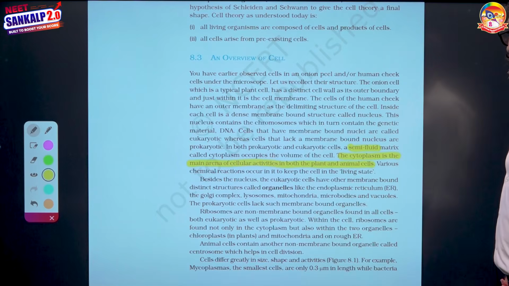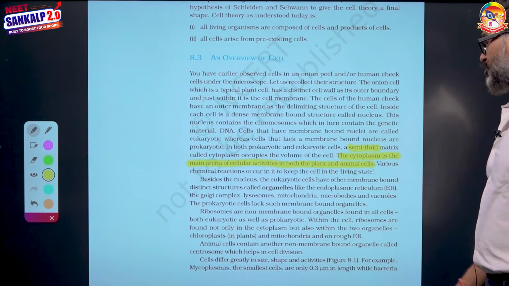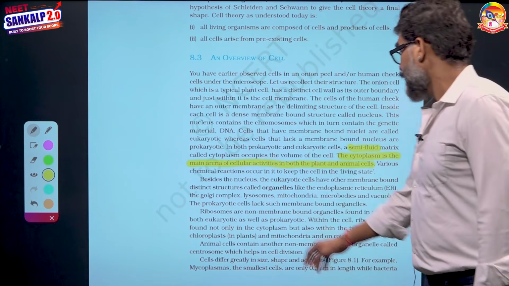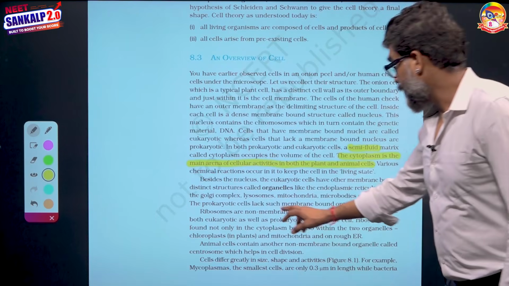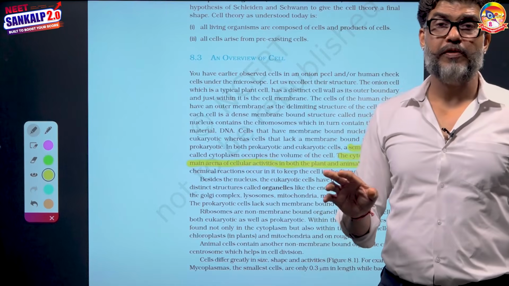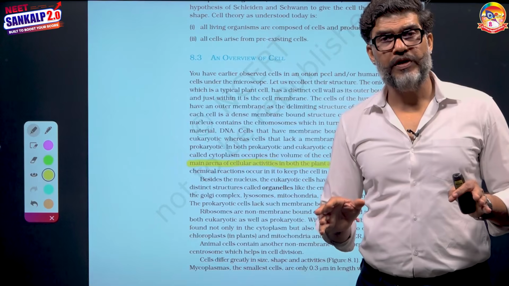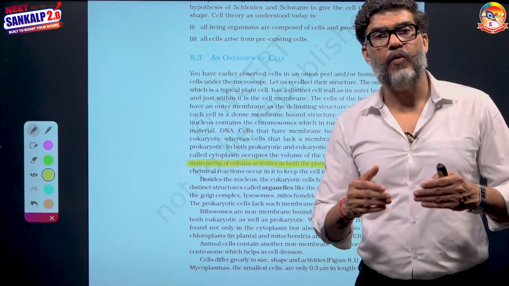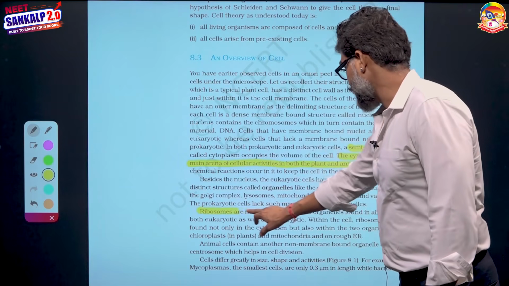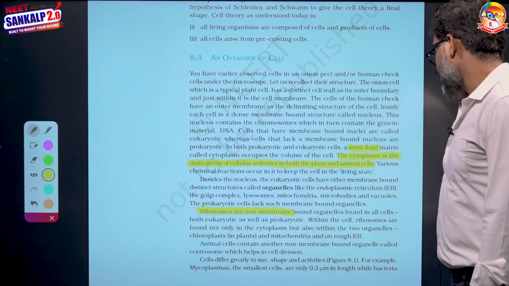Besides the nucleus, eukaryotic cells have other membrane-bound distinct structures, that is, organelles like endoplasmic reticulum, Golgi complex, lysosomes, mitochondria, ribosomes, vacuoles, etc. Prokaryotes lack such membrane-bound cell organelles. You have to read it carefully. Don't say that prokaryotic cells do not have cell organelles. You must say prokaryotic cells do not have membrane-bound cell organelles. Ribosomes are non-membrane-bound structures found in all cells, both eukaryotic as well as prokaryotic.